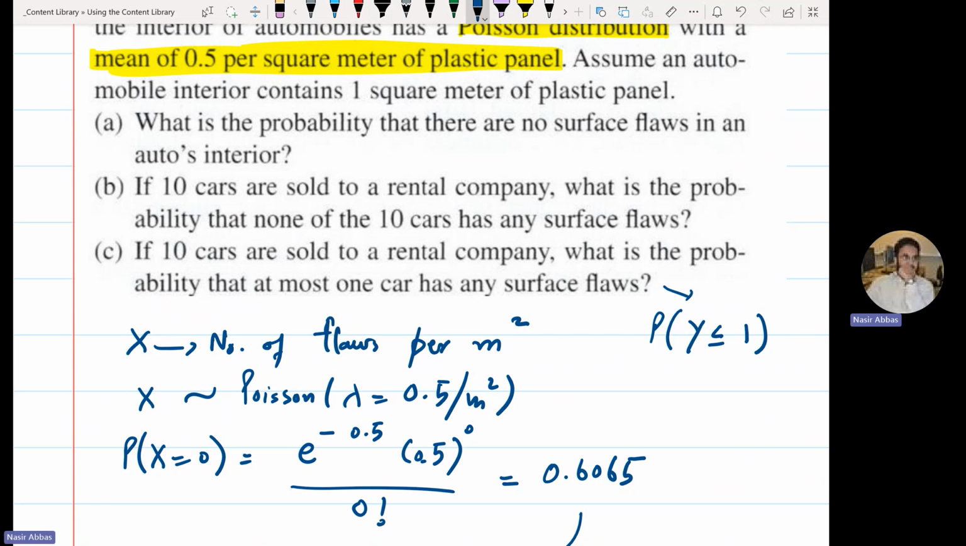For this one, yes. Part B, yes. Yes. See.